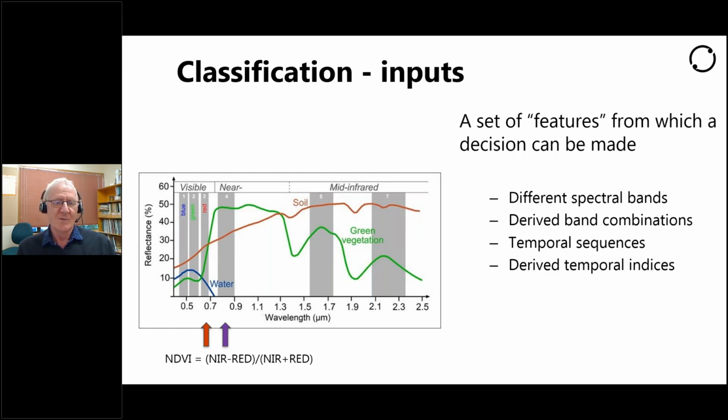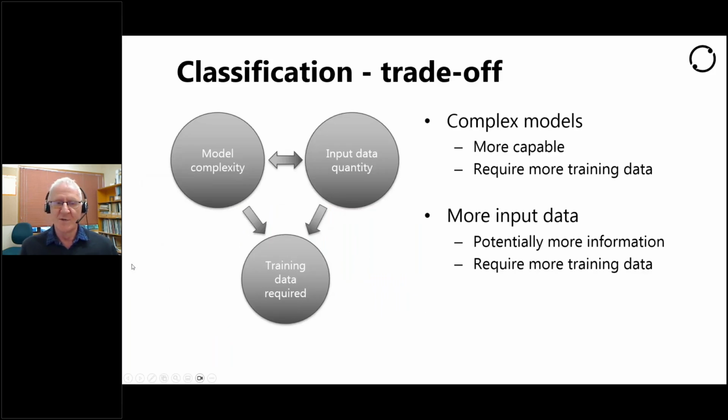You can do a similar thing with temporal sequences. You might be able to summarize the temporal data into a temporal index that could look at annual phenology rather than just presenting the classifier with every single individual image. And so why would you want to do this, summarize the data into fewer bands? Well, it really comes down to a bit of a trade-off in classification. You've got both your model complexity and your number of input bands or input features, and they're somewhat related.